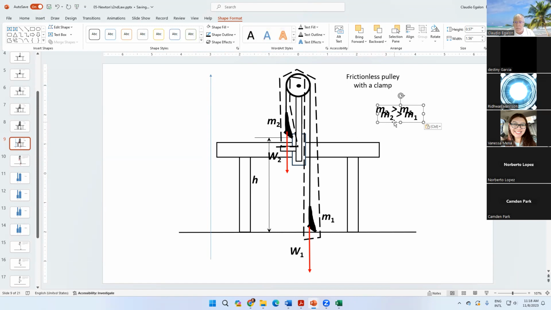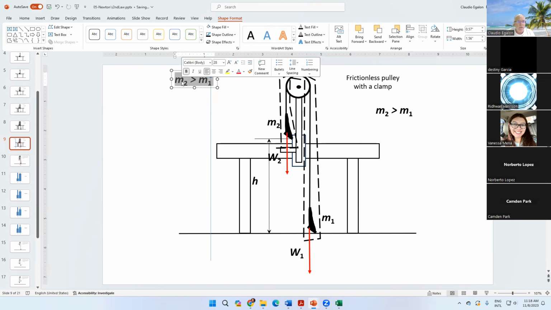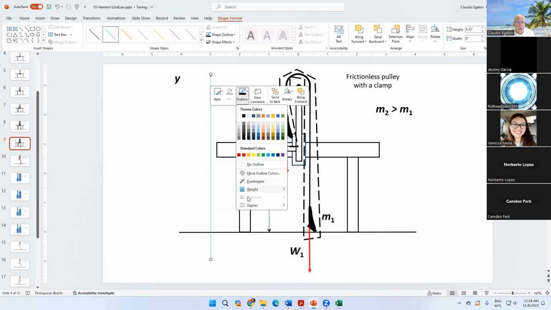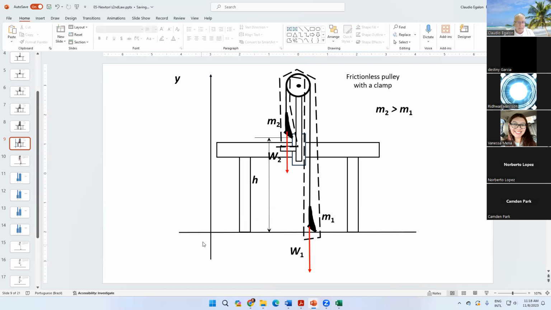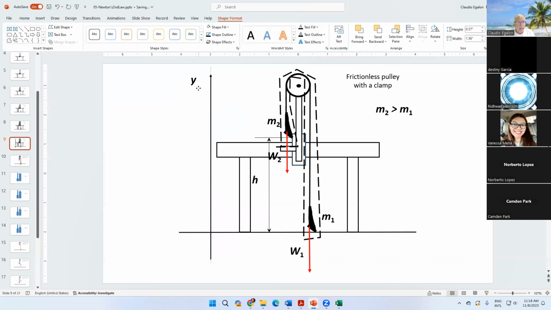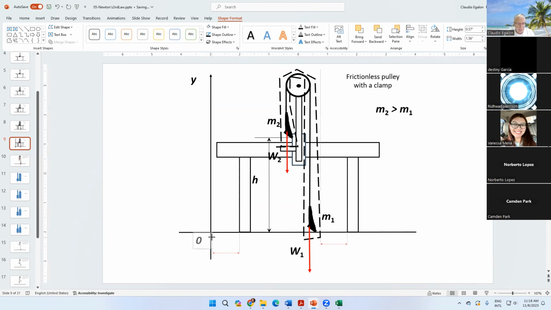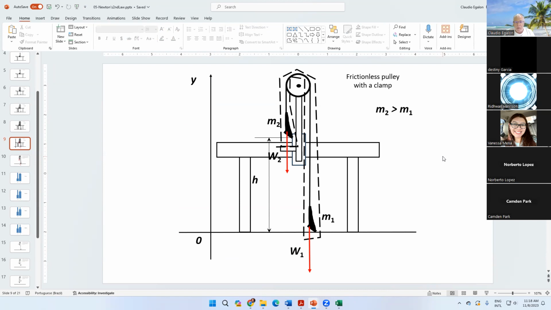Let me put that here. That's the y-axis. I'm gonna make it a little bit thicker. And right here is gonna be the origin of my y-axis. Right? Makes sense, Camden? The acceleration is downward, the axis is upward, so the acceleration must be negative. Yes, now I understand. Thank you.